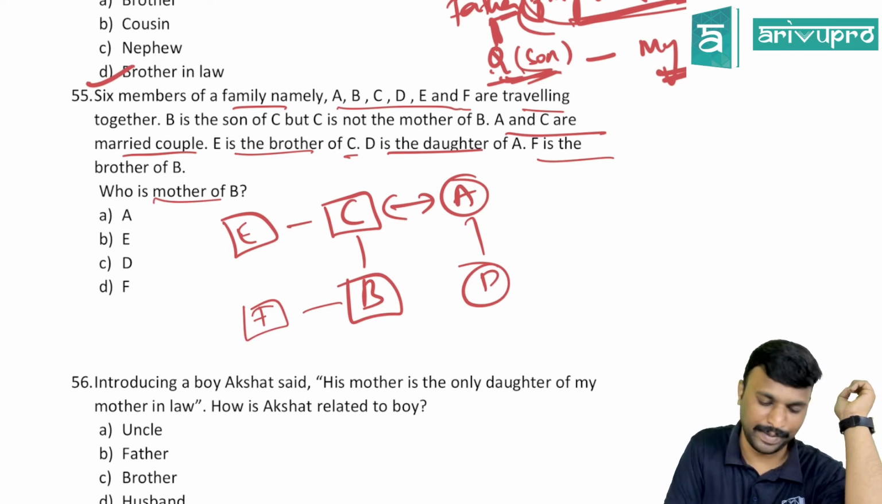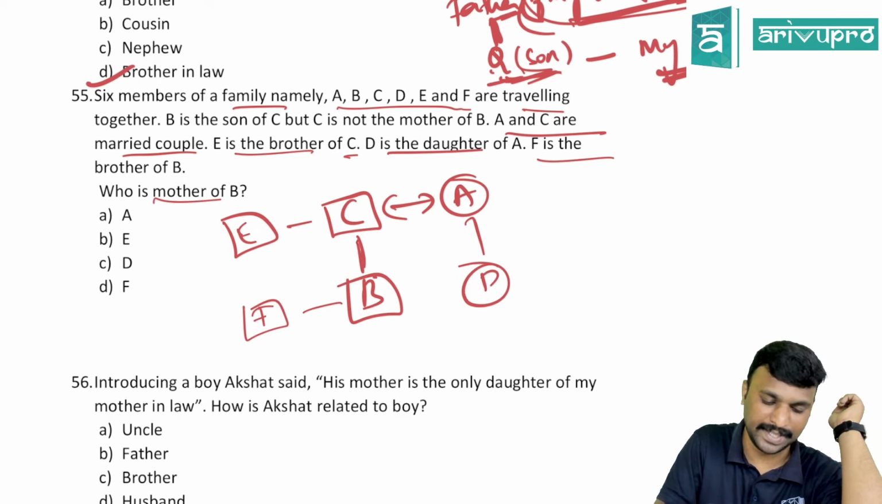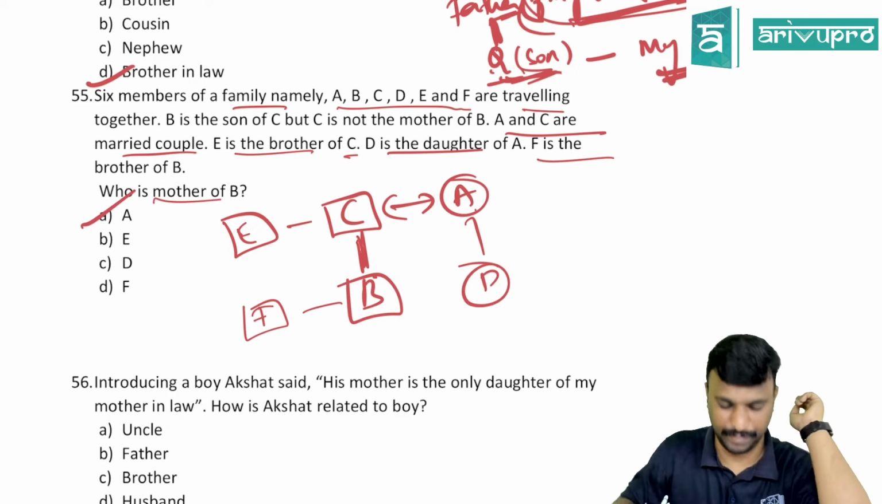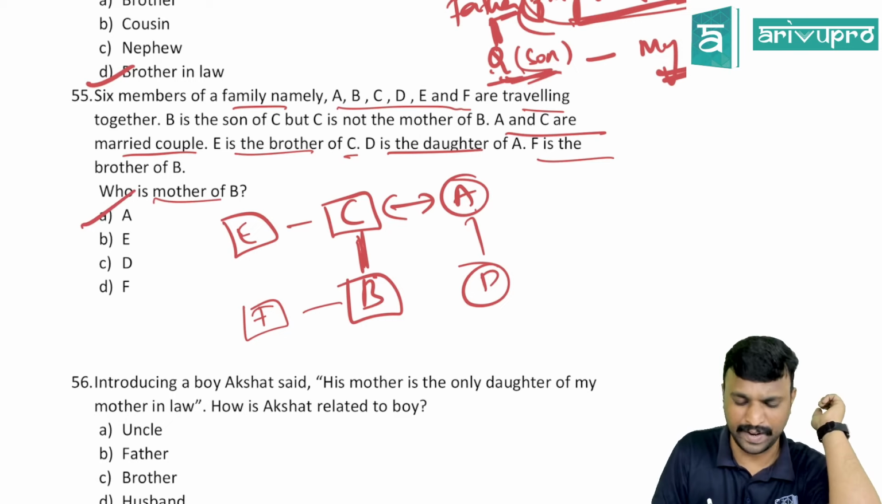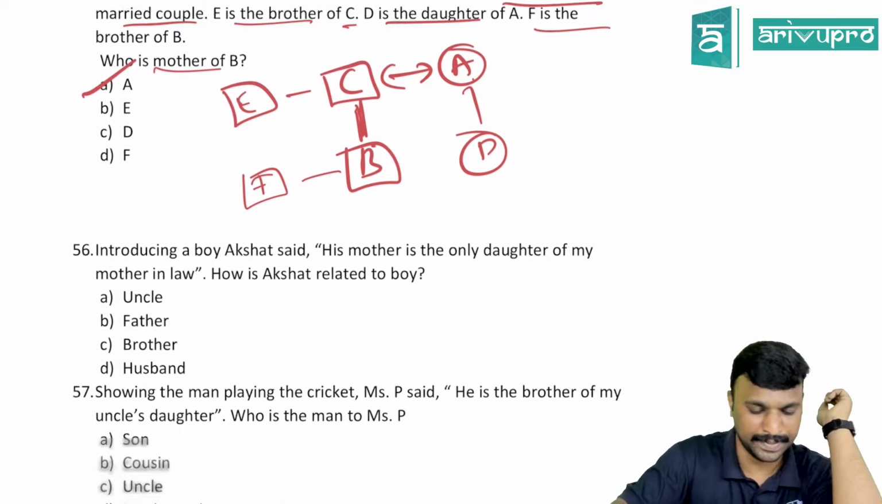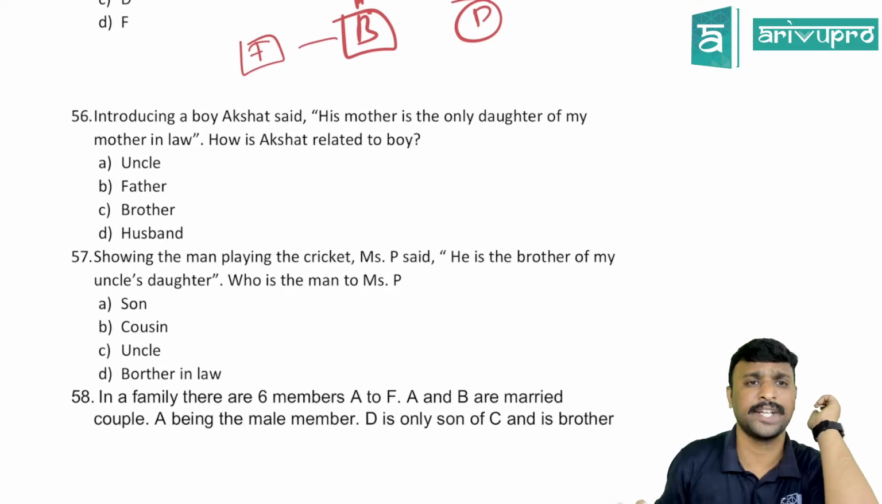Who is mother of B? Guys, from B, C is a father and A is a mother. So A is a mother to B. Not just for B, even F and D also. A is mother. Guys, look at the next question.